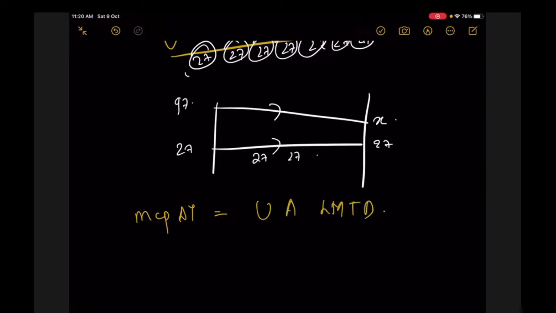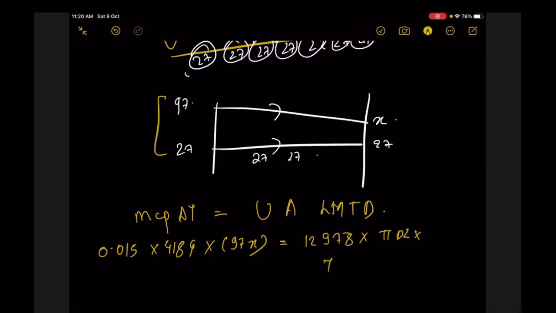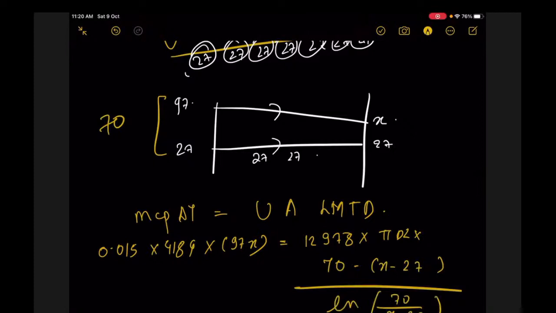So here M is 0.015 into 4184 into (97 minus x), because you can't use 27, as it is the same temperature. So here U is 12978 into pi dl is given. Then the most important thing is LMTD. What will the LMTD be? Here if you subtract, it will be 70. So it will be (70 minus x minus 27) upon ln of (70 upon x minus 27).